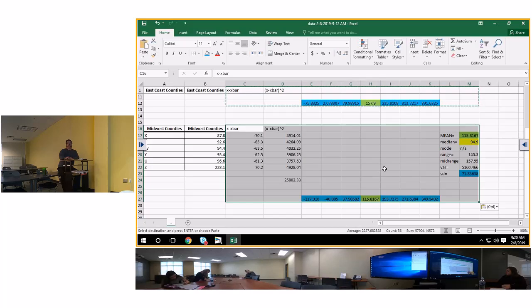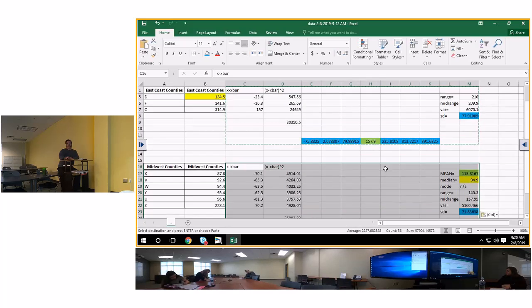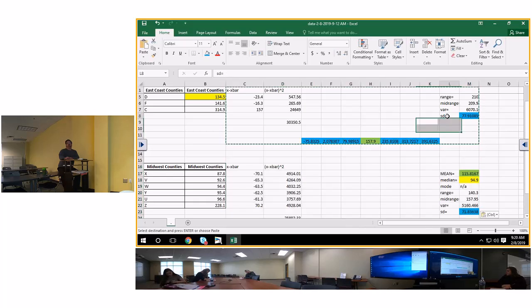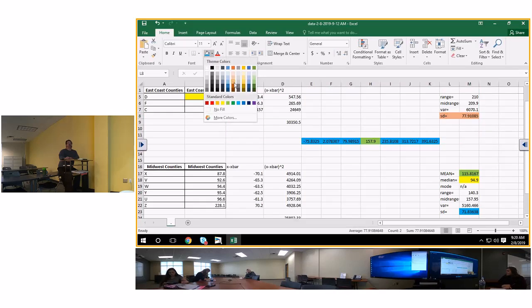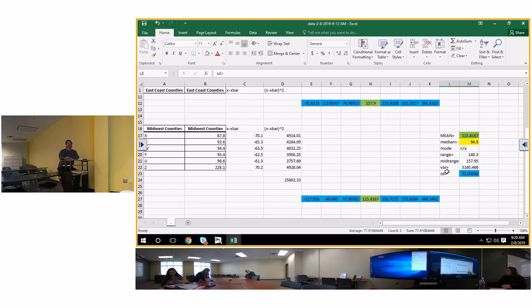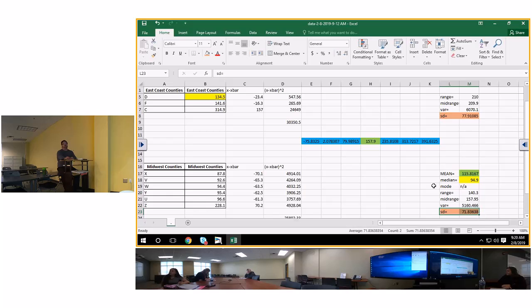Okay. Now, the first thing I want to talk about is this right here. I'm going to highlight this another color, kind of a reddish color. And this down here, kind of a reddish color. Because they're going to ask you to compare those two things.